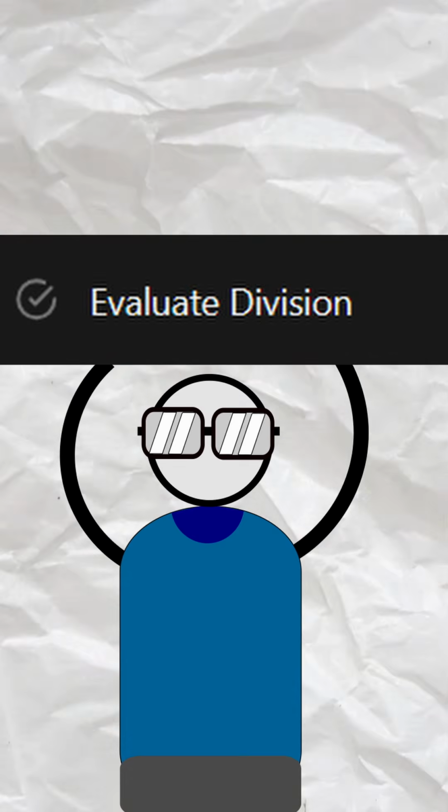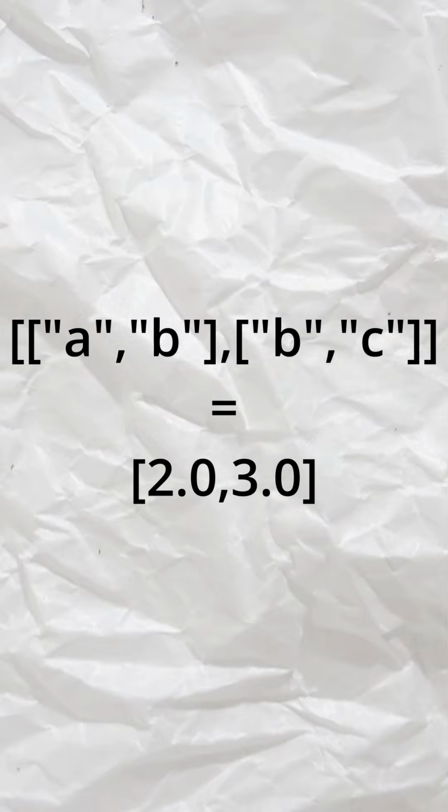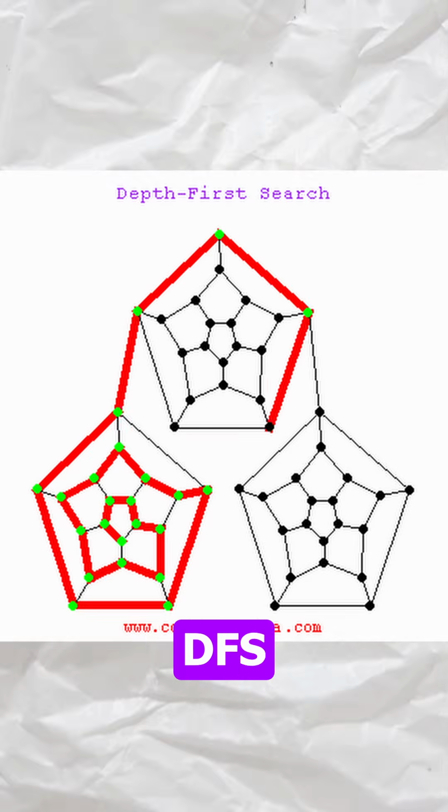I solved problem number 399, Evaluate Division. It's a medium-level problem. The problem says you are given the result for a few divisions. Solve for a list of new divisions. We'll need a set and treat it like a graph, and use a DFS algorithm.